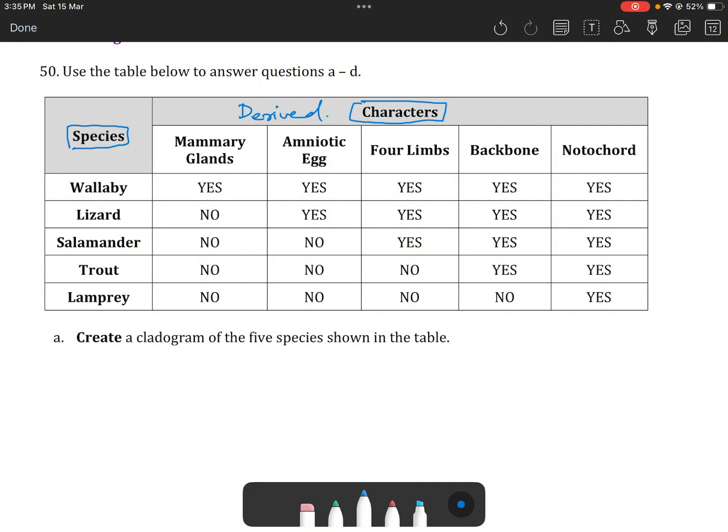So wallaby, lizard, salamander, trout and lamprey are the organisms, and mammary gland, amniotic eggs, four limbs, backbone and notochord are the characters.